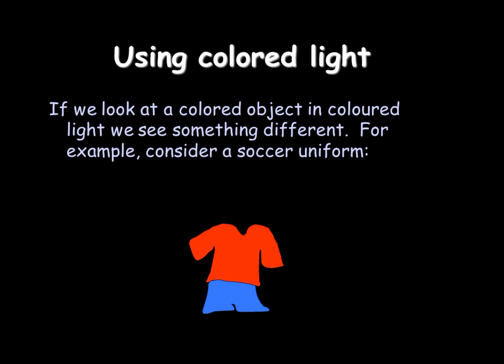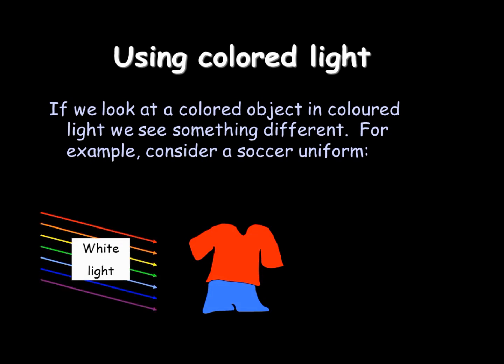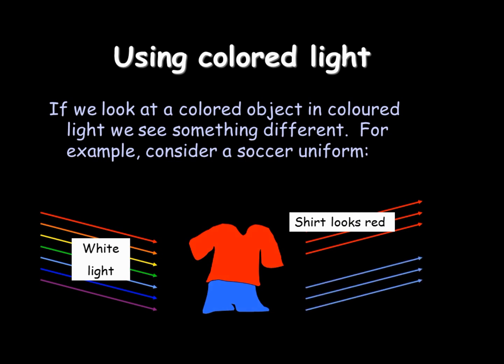Alright, so here's a soccer uniform, right? We're just going to say all the colors of the light, all the colors go in. The shirt is red, which means that only red is going to come out of the shirt and only blue is going to come out of the pants. So red light comes out of the shirt, blue light comes out of the pants. It reflects out. Alright, that makes sense.